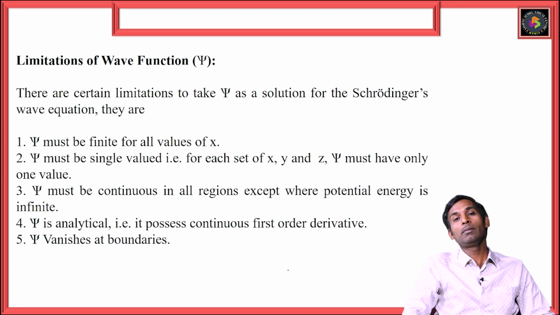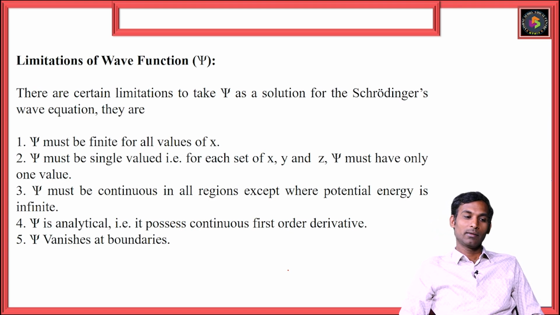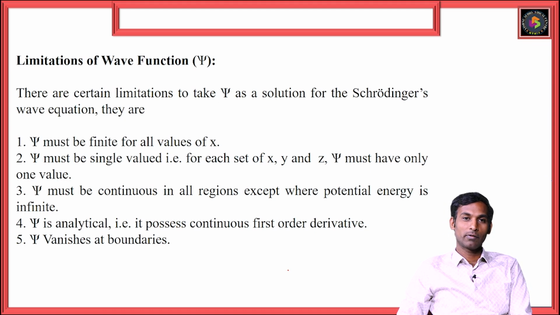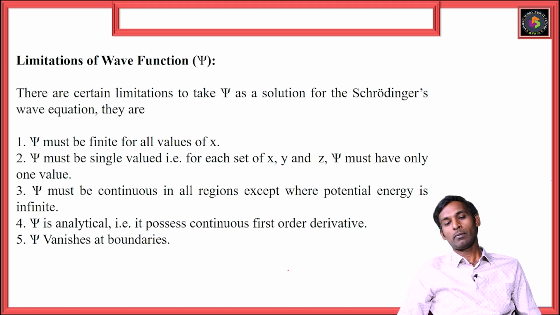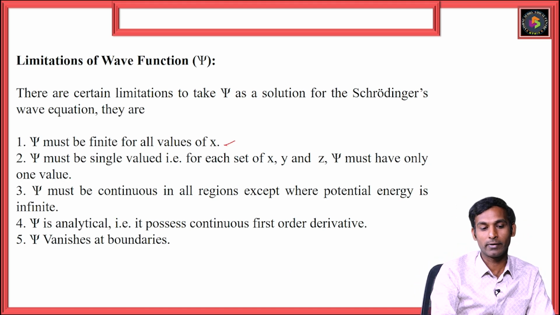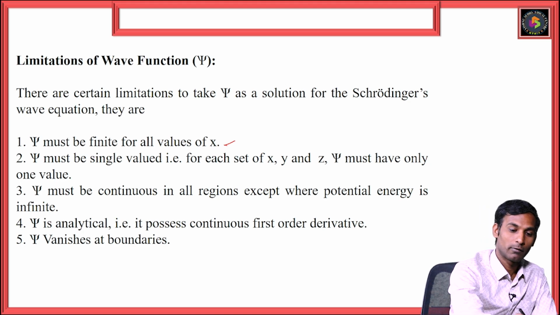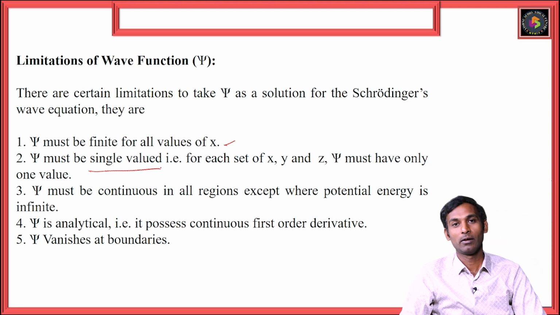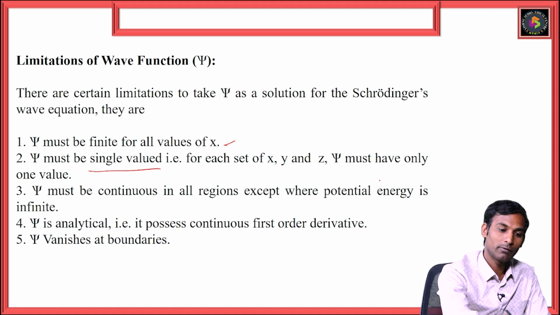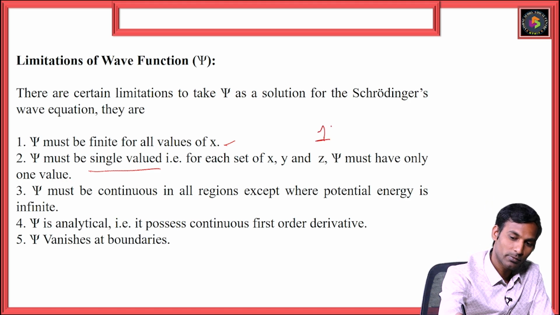Next, what are the limitations of the wave function? There are certain limitations to take psi as a solution for the Schrodinger wave equation. Point number 1: psi must be finite for all values of x. Very, very important point. Next, psi must be single valued. Why is it single valued? Single valued means that for the normalization condition, the total probability value should be equal to 1. For each set of x, y and z, psi must have only one value. That means the total probability value should be equal to 1.